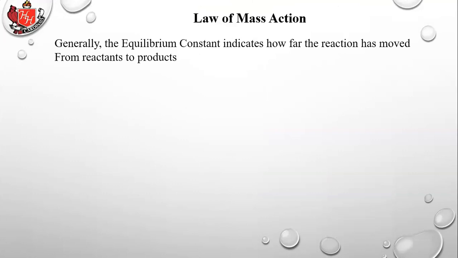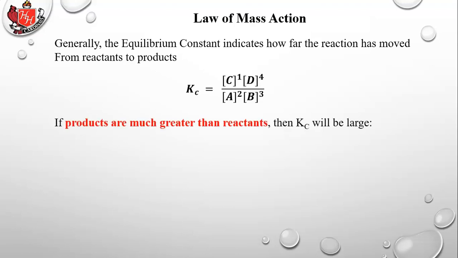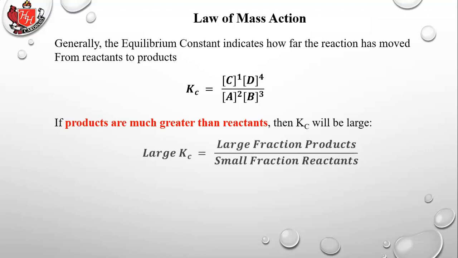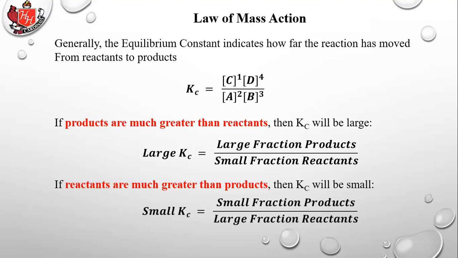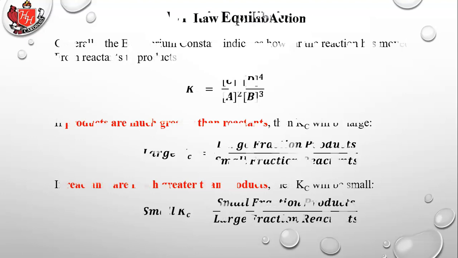Generally, the equilibrium constant indicates how far the reaction has moved from reactants to products. So there's the same law of mass action. If the products are much greater than the reactants, Kc will be large. So large Kc when there's a large fraction of products over a very small fraction of reactants. If the reactants are much greater than the products, in other words, either the reaction has moved back towards reactants to the left, or very little of the reactants turn into products, then Kc will be small. So small Kc when there's a small fraction of products and a very large fraction of reactants.